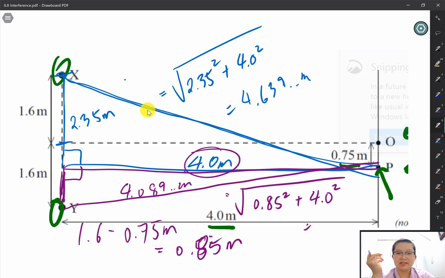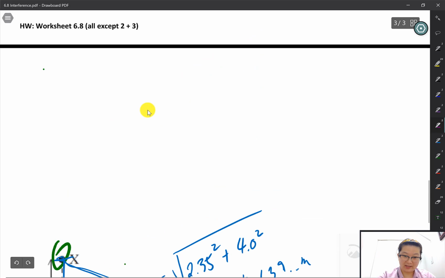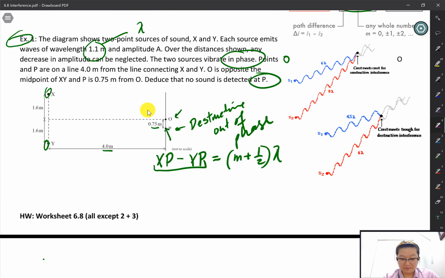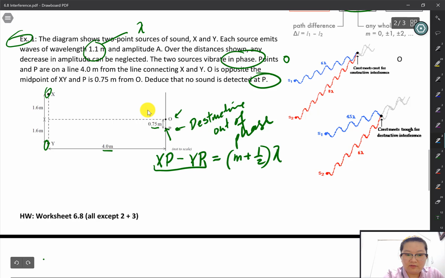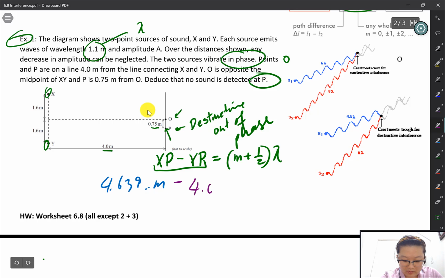Okay, so now I have the relative distances. I have the distances from O to P, from Y to P and from X to P. Going back to this equation here, I'm going to put them in. So my XP, sounds like Windows XP, I got 4.639 meters minus my YP, which is 4.0893. I'm just going to directly subtract one from the other. And that's going to give me 0.5499. So that's the difference between the two path lengths.